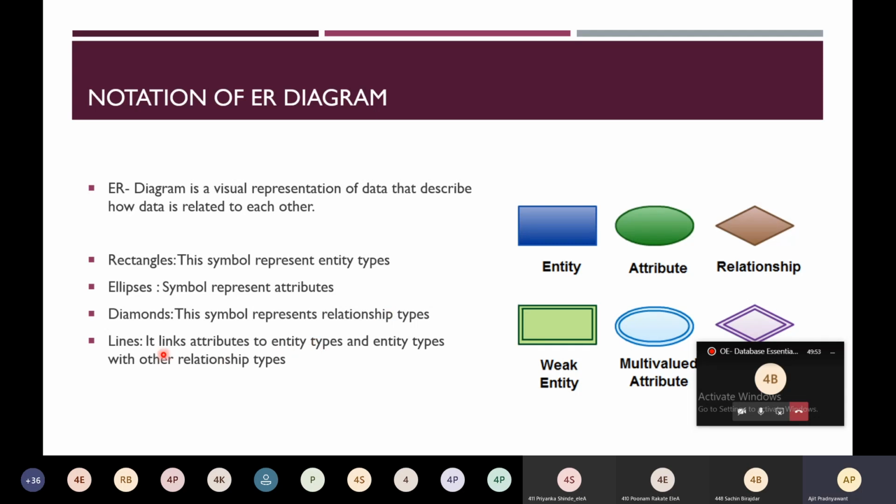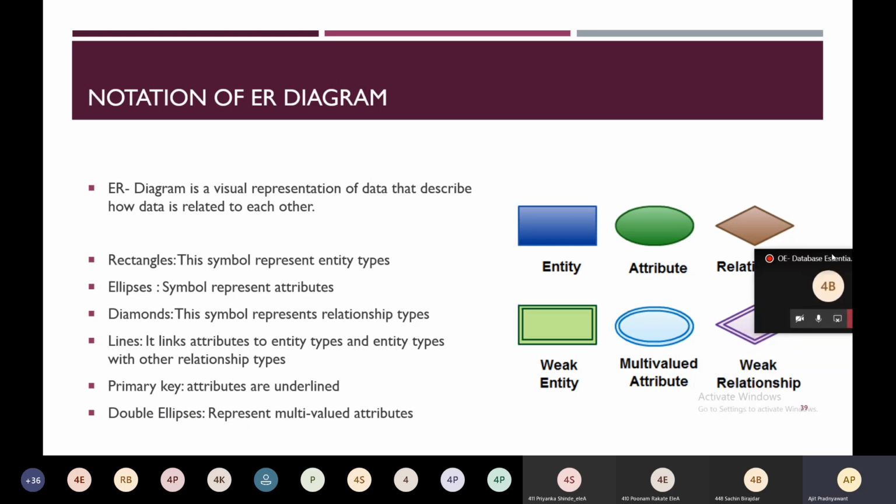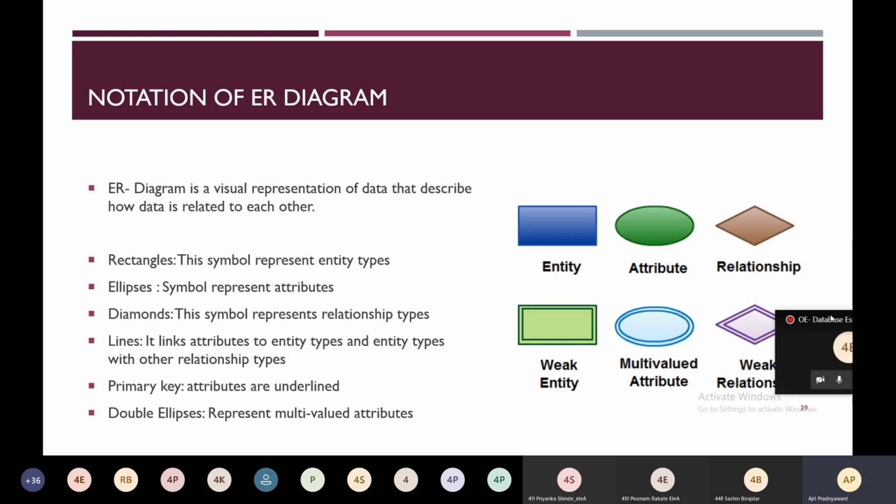Next is lines. A simple line links attributes to entity types and entity types with relationship types. That is lines. Primary key attributes are underlined. We will see it in the next lecture. Double ellipse. It represents a multi-valued attribute. Okay, these are multi-valued attributes.